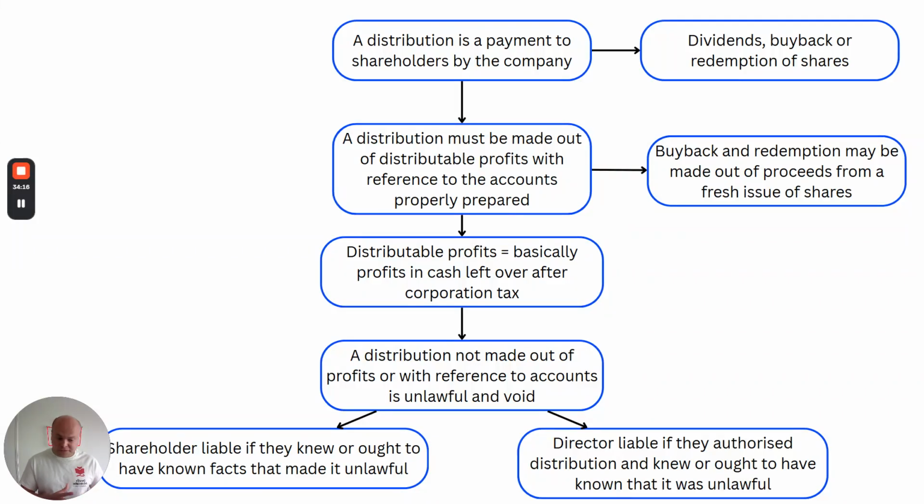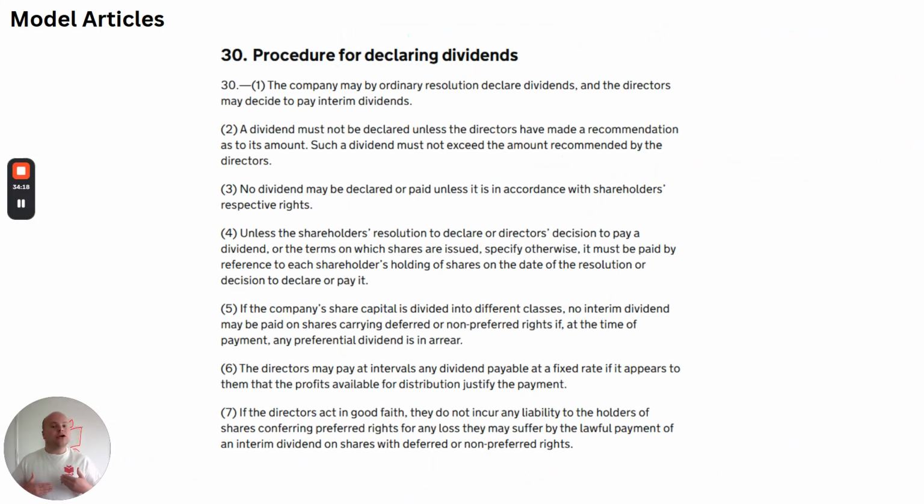Which then, of course, brings us to process. How do we make our dividend? We've been told that the company uses the model articles. We've been told that this is a final dividend. So in respect of a final dividend, the directors make the recommendation, and the shareholders declare it via ordinary resolution. In respect of an interim dividend, the directors can just make that payment themselves via board resolution.